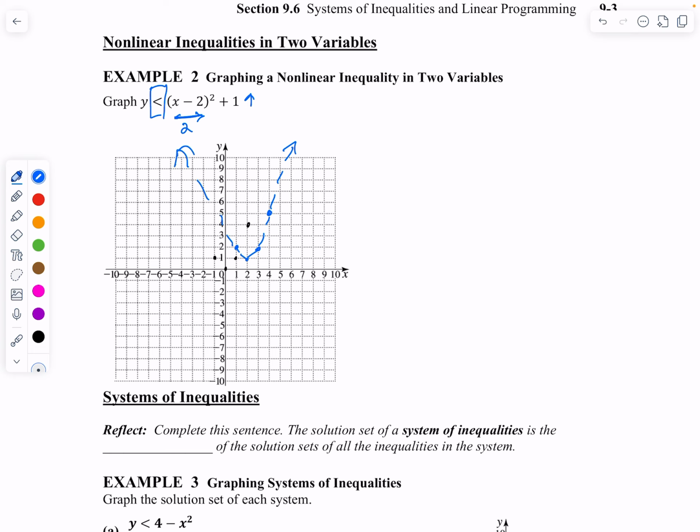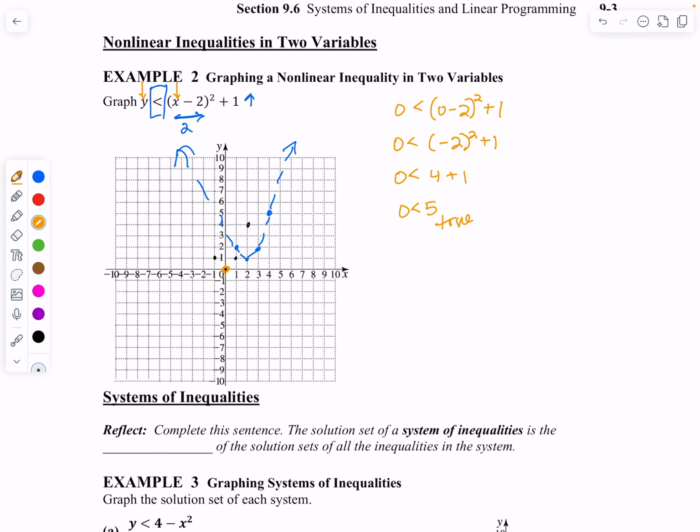And now I'm going to grab a point. I can use 0, 0 again, because the parabola is not going through there. So I've got 0 is less than 0 minus 2 squared plus 1. I'm just plugging it right in for my x and my y. So I have 0 is less than negative 2 squared plus 1. So 0 is less than, what, 5? And that's true. 0 is less than 5.